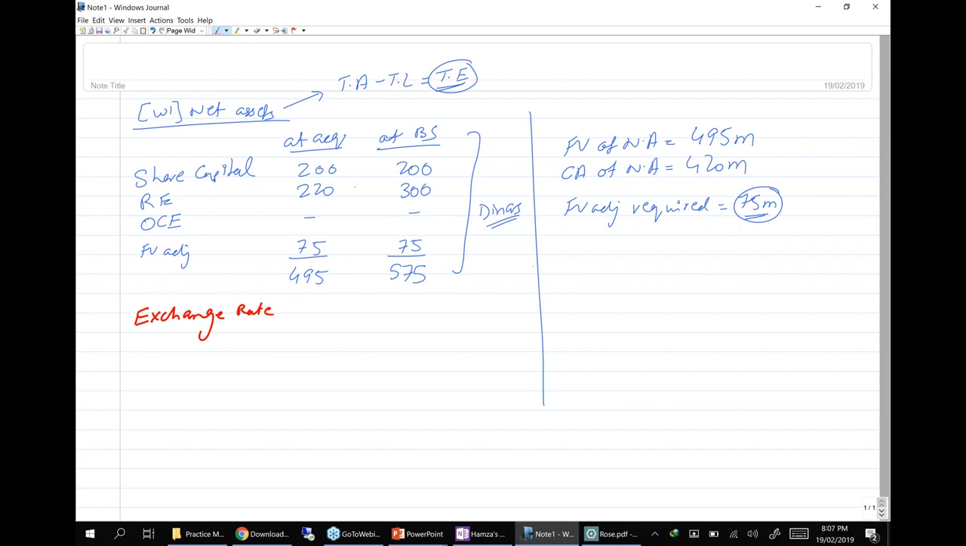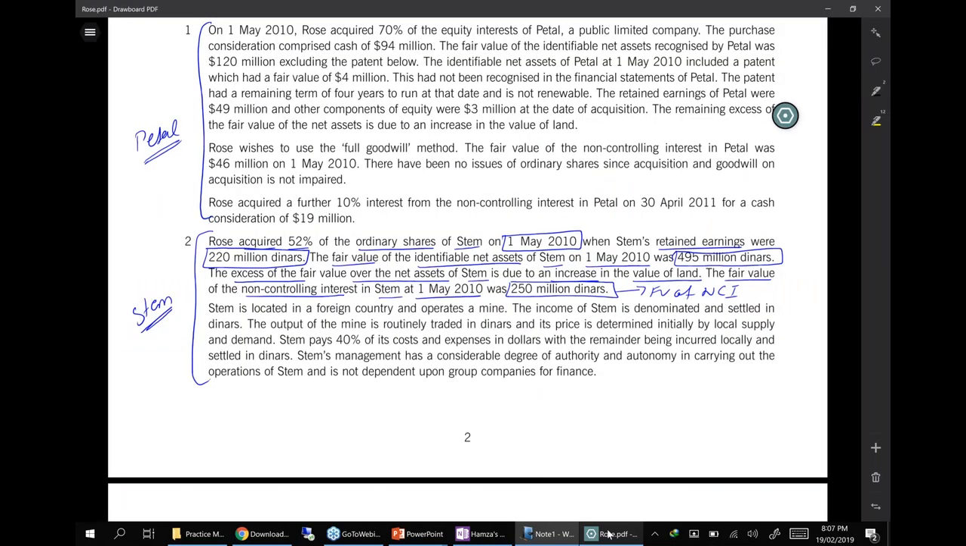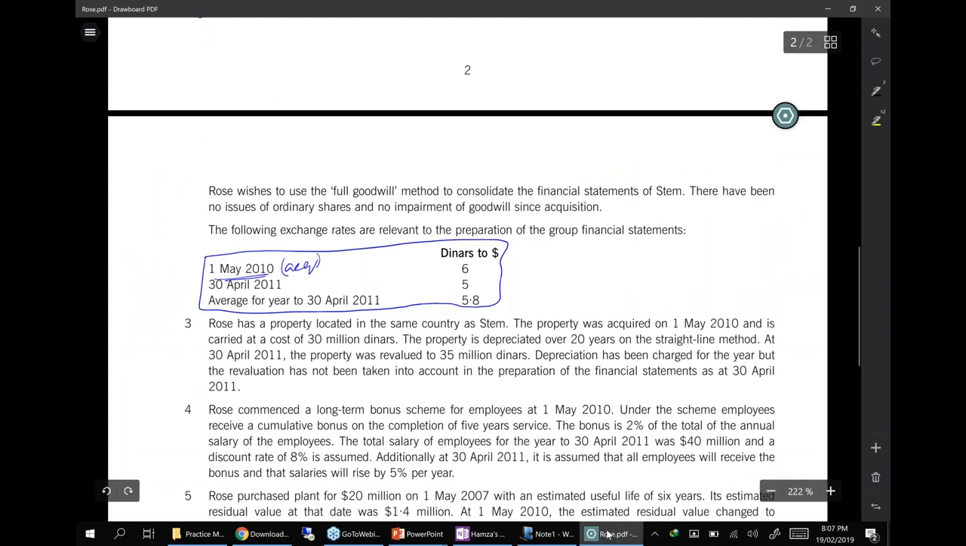Which exchange rate? If the net assets are at acquisition, the rate should also be at the date of acquisition. And to convert the net assets at balance sheet date, we are going to use the rate at the balance sheet date. So if we go back to the question, we have been provided these rates by the examiner. May 2010 was the acquisition date and April 2011 is the balance sheet date. So the rate was 6 and 5. So we are going to apply the rate of 6 and 5 onto these.